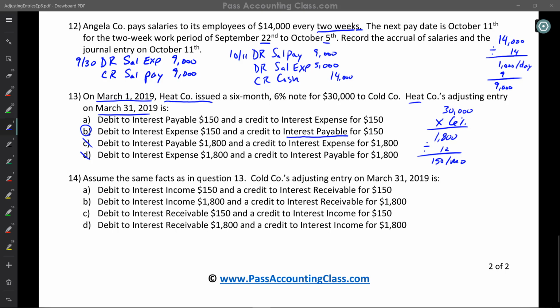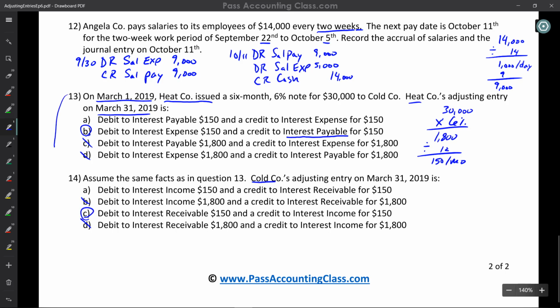Well, since we already solved for the $150, we can mark off D and B. So I know that those are not the correct answer. The difference here is we're looking at ColdCo. So HeatCo owed the money and ColdCo is owed the money. So ColdCo should have a receivable on their books. The receivable is an asset account, and to increase a receivable balance, we need to debit it. And then they also should recognize some type of an income or revenue. And to increase the balance of a revenue account, we need to credit that. So we're looking for a receivable account that is debited and a revenue or income account that is credited. So our answer here is going to be C.